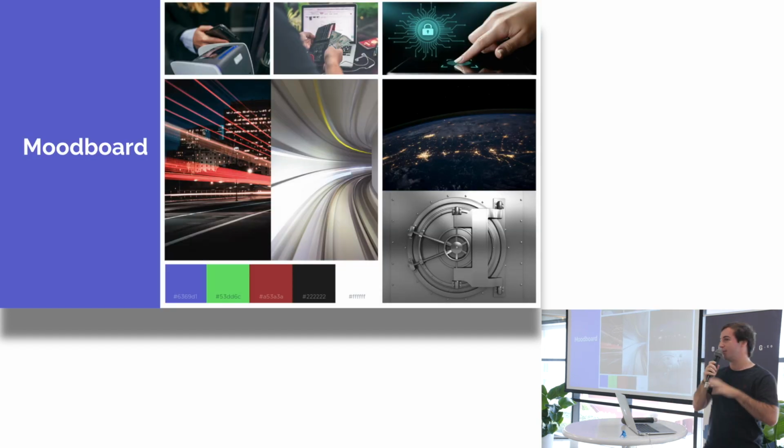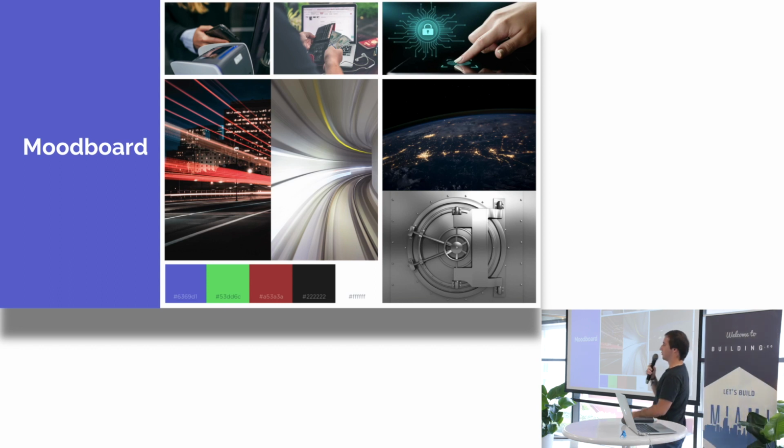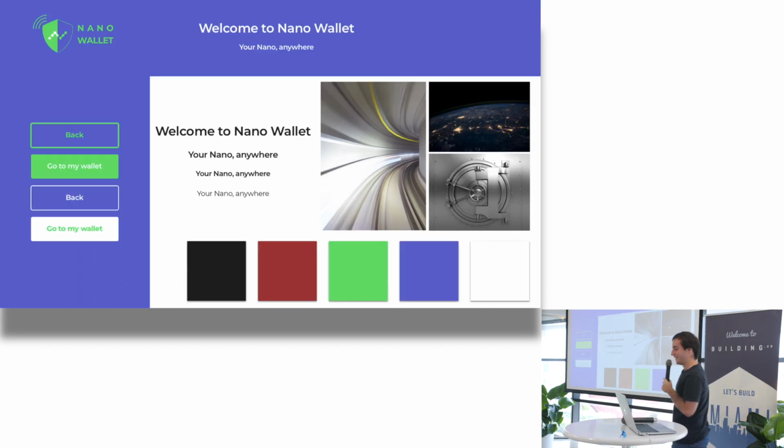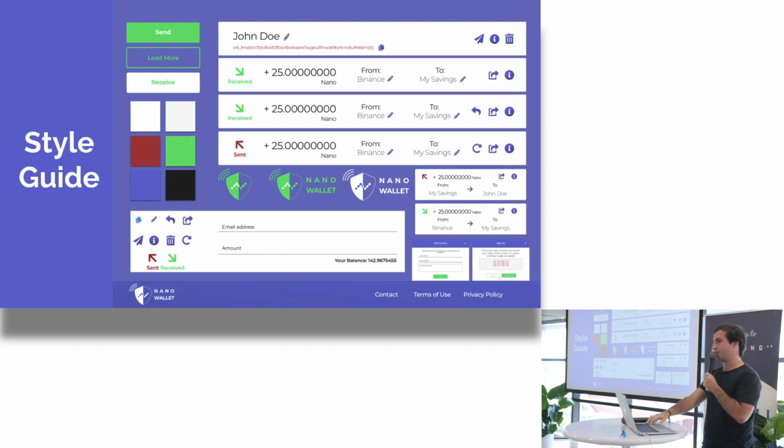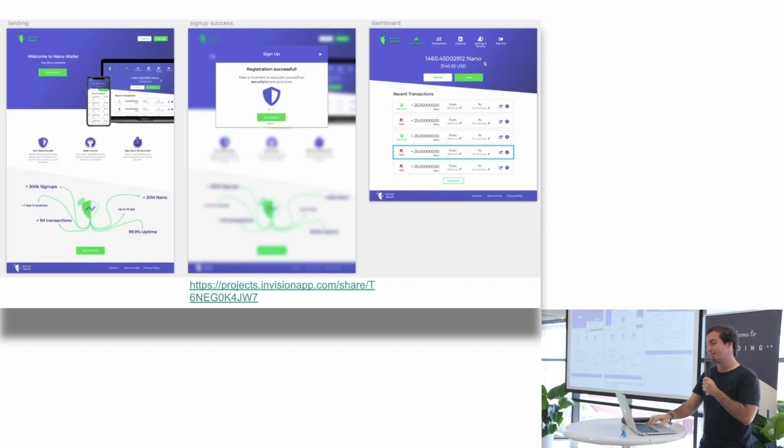UI. I started building the mood board, which tried to express security, speed, globalization, privacy, money, payments. After testing, it really went well, so it seems I'm getting good at mood boards. From there, I did my style guide, which expresses the look and feel of the website, with all the elements: icons, buttons, transactions. And this is the final.